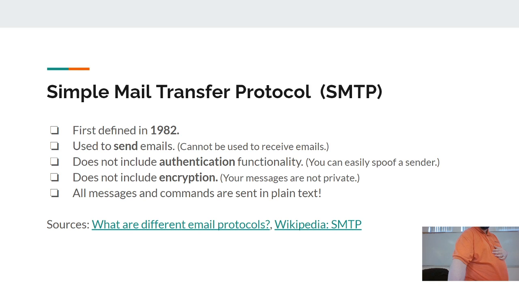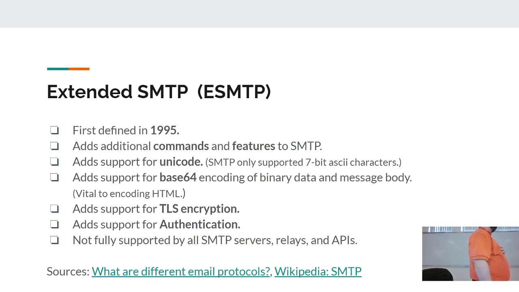So that's our core protocol. You can still write web servers and applications that send emails over SMTP. A lot of people still do that. There's another version of SMTP called Extended SMTP. It's not really another version of SMTP, it's just some additional things on top of SMTP. Extended SMTP was first introduced in '95.